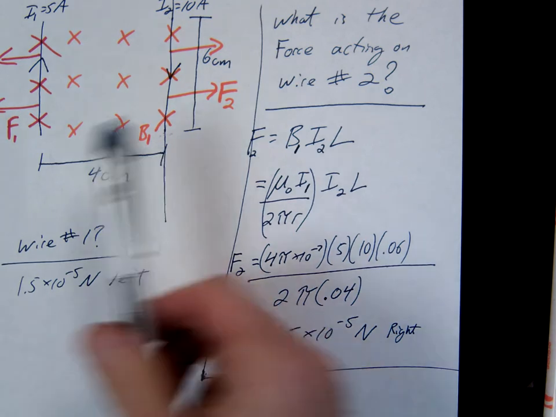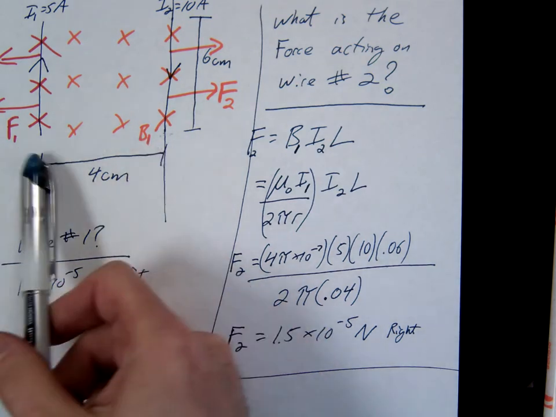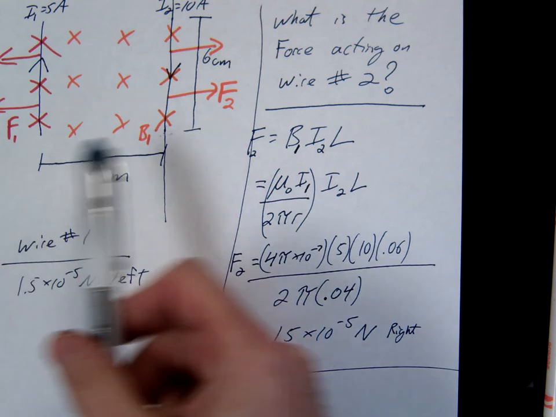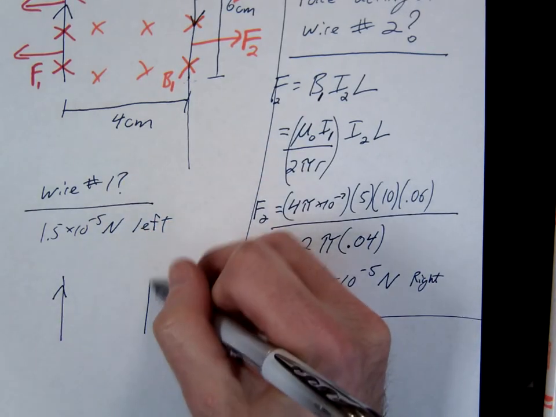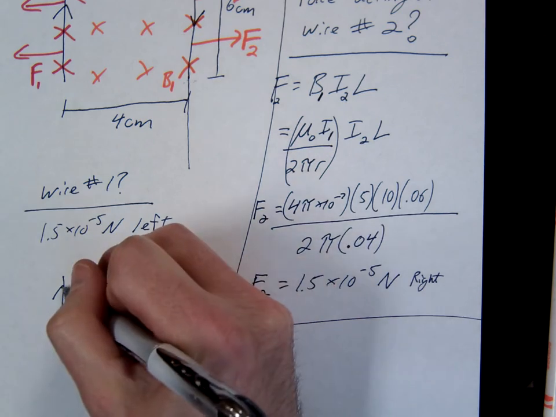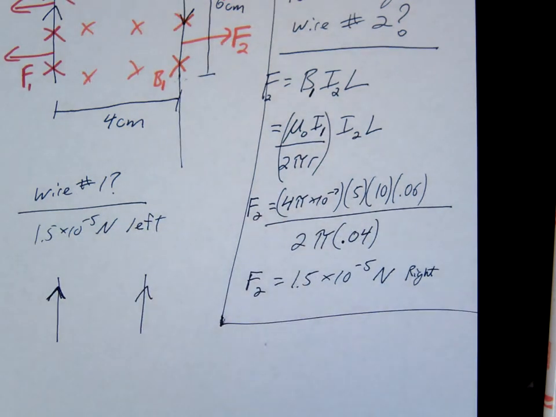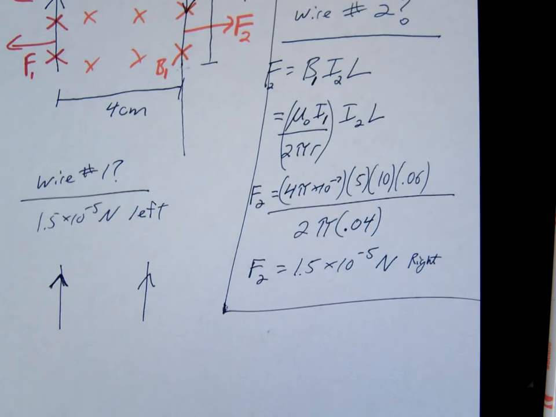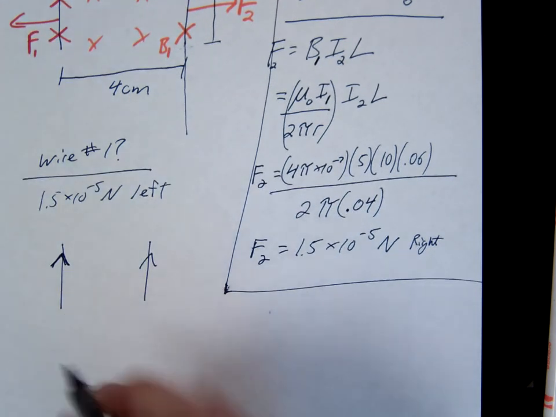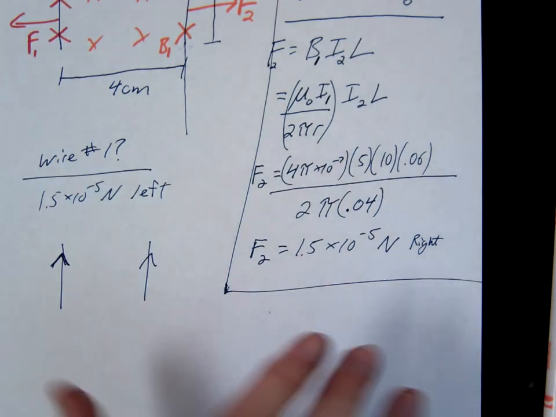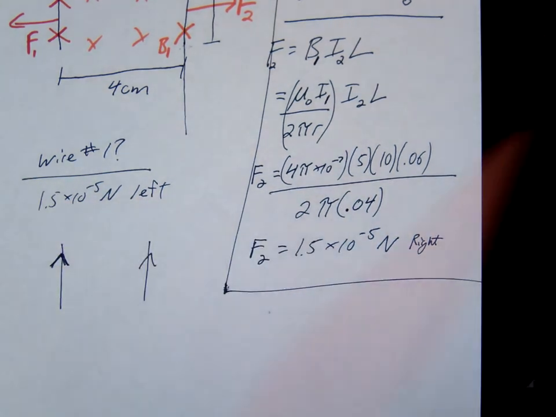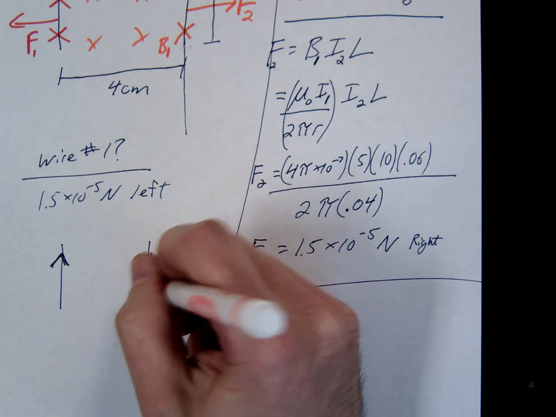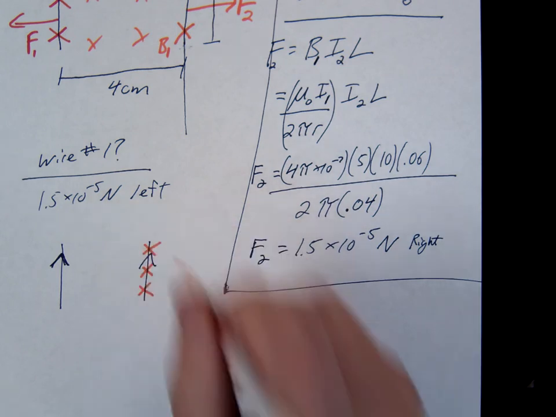Okay? What if these currents, so these currents were going in opposite directions. What do you think would happen if the currents were going in the same direction? Let's just do this conceptually. What if the currents were going in the same direction? Let's do our right-hand rule. So this one would still be going into, right? So the B field would be going into at that location.